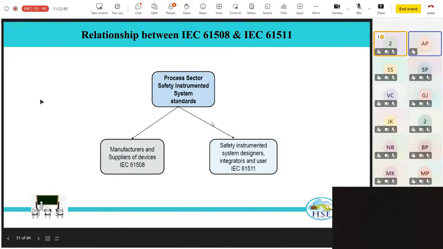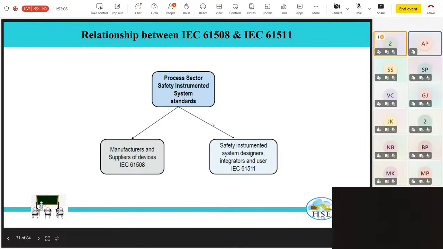Now, you might get confused, a lot of people get confused. What is the relationship between IEC 61508 and IEC 61511? For your understanding, a very simple explanation is given here. Process sector safety instrumented system standard.